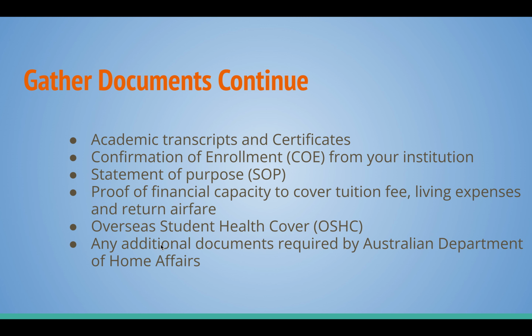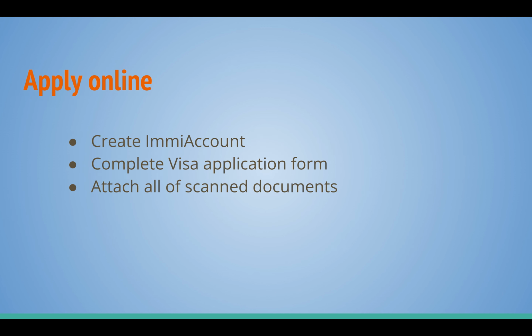You also need to have Overseas Student Health Cover. So make sure you connect with your school and get insurance, ask which insurance is better and get more information from them, or you can simply Google about it. Then any additional documents required by the Australian Department of Home Affairs. You might need more documents from them in future, so you can gather those if required.